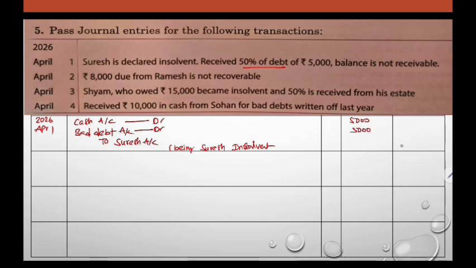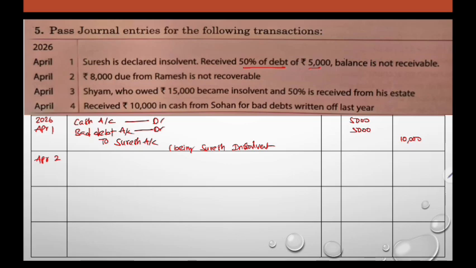The 50% debt which is 5,000 means the other part also 5,000 only. So the total amount Suresh owes is 10,000. I repeat again, we didn't receive 50% of 5,000. They mentioned 50% of debt. The amount received is 5,000. That means the remaining bad debt also 5,000 only. Don't forget.